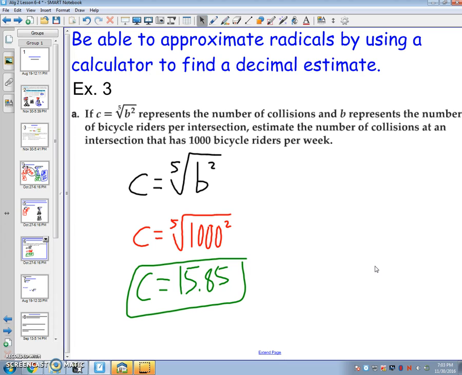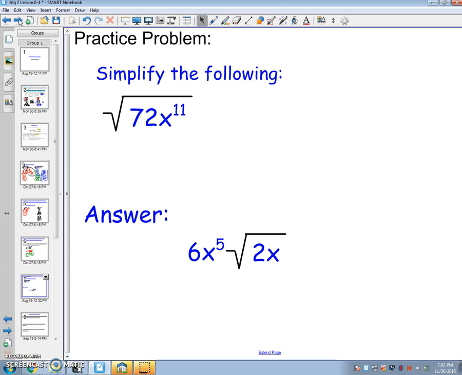That's it. All right, here's a problem for y'all. Simplify the following. There's the answer. If you can do that, you should be fine in class.